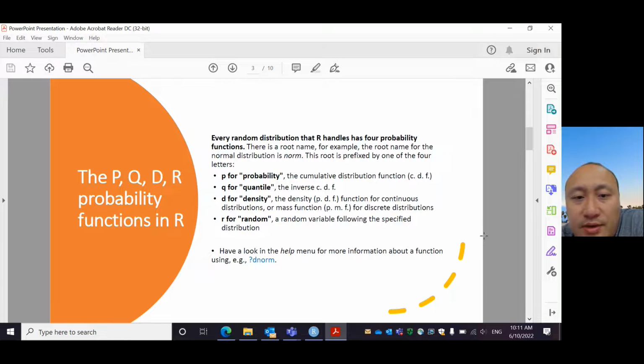The last one, the r function of a random distribution, can generate pseudo random observations from a given distribution. So you can specify a random distribution and use its r function to generate a certain amount of realizations of that distribution. So these are the basic 4 types of probability functions of a random distribution in R. If you have a question about any of them, just put a question mark, and then you can access the help menu for that function. For example, if the distribution is normal, then the d function of normal will be dnorm, and the r function for normal distribution will be rnorm, etc.